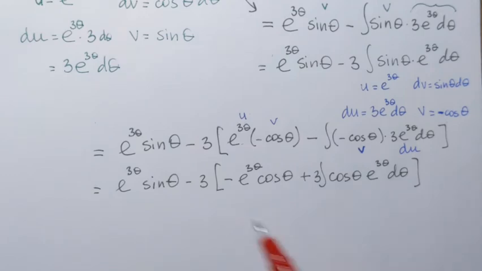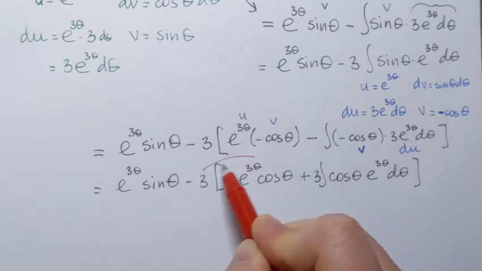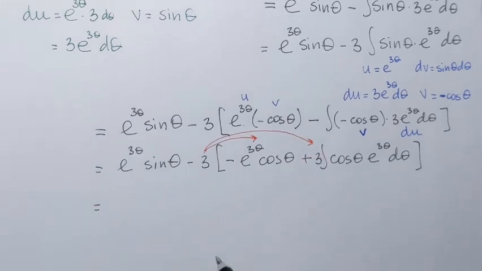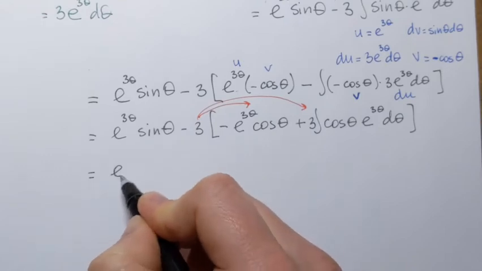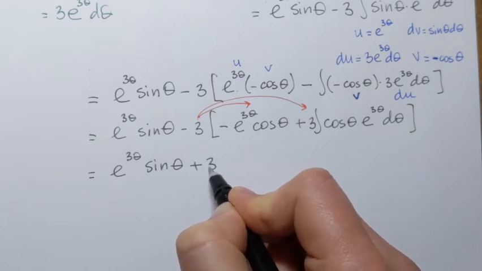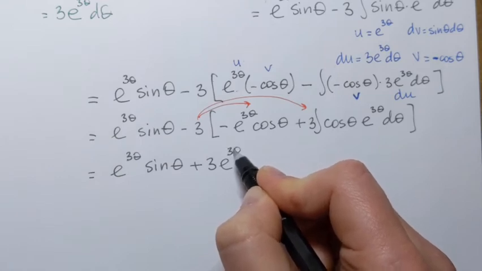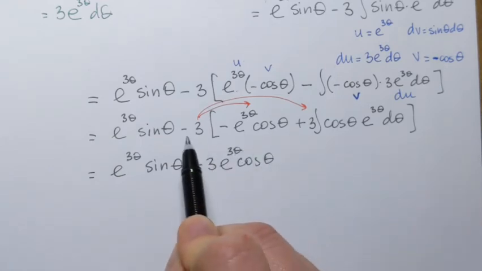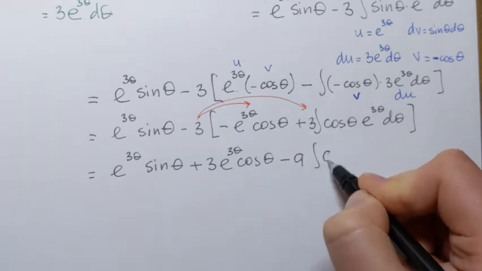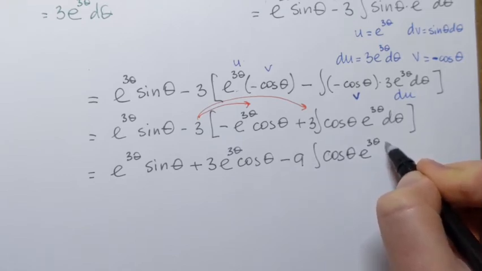Okay. And then I'm still simplifying. What I'll do at last here to simplify this, I will distribute that negative 3. That's what I'll end up with: e to the power 3 theta sine theta plus 3, negative times negative, positive, plus 3 e to the power 3 theta cosine theta, and then negative 3 times positive 3, that's negative 9, so minus 9 integral of cosine theta e to the power 3 theta d theta.